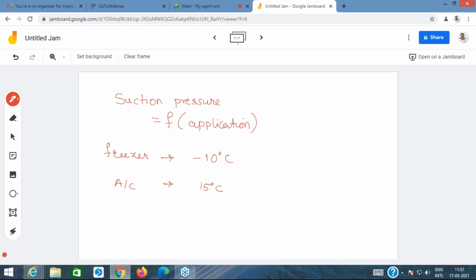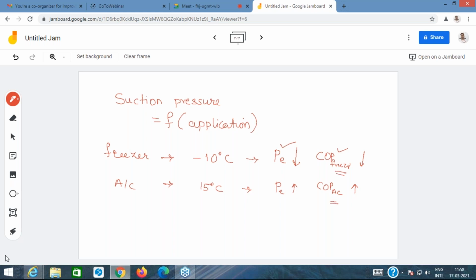Okay, now if you use the same refrigerant in both the cases, then obviously suction pressure here has to be much lower, and the suction pressure here would be more, and hence the coefficient of performance of the freezer would be lower and coefficient of performance of AC would be higher. Right? Why is that so? Because lowering the suction pressure reduces the coefficient of performance.